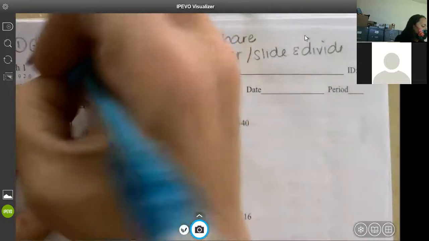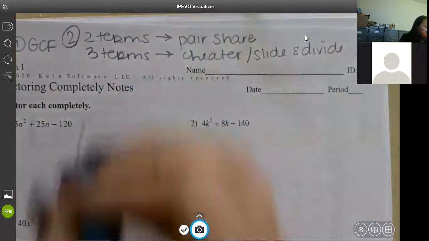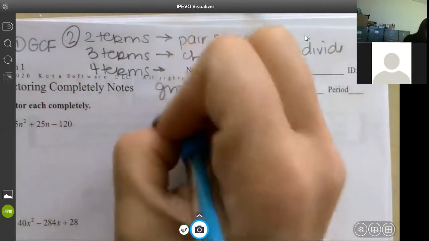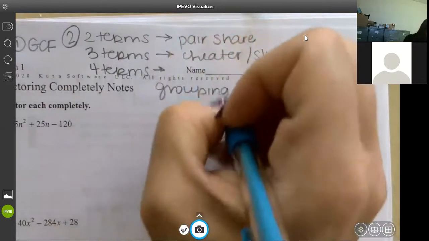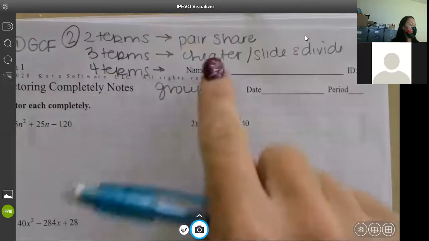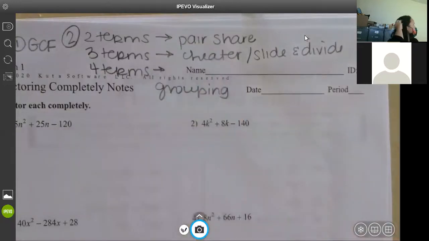Your second is to determine how many terms there are. If it's four terms, it's grouping. Okay. So again, always try to pull out a GCF, then check the number of your terms and go from there. So remember, cheater method is when we don't have a number in front, and slide and divide is when we do have a number in front of the x squared or the y squared or whatever variable they use. Okay. Is everybody okay with that?